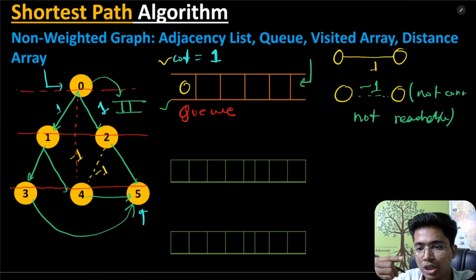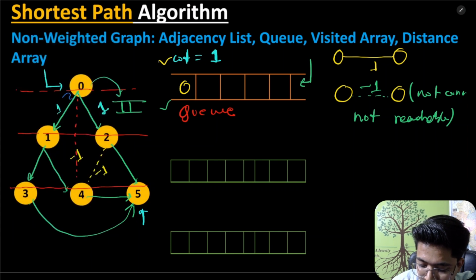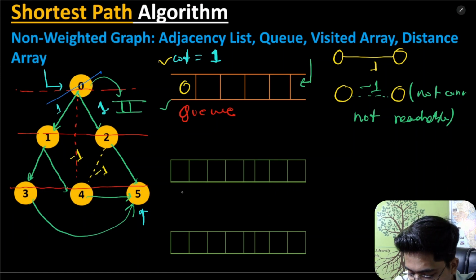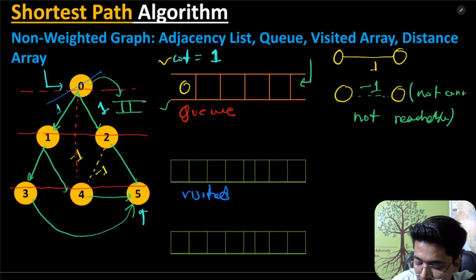Whenever we process 0, we don't want to process the same data again and again. That means if we have processed 0, we'll mark 0 as visited by us. For that, we'll be using an array, like a visited array. This visited array will keep track of which nodes have been visited. Since 0 has been visited now, we'll mark that 0 has been visited.